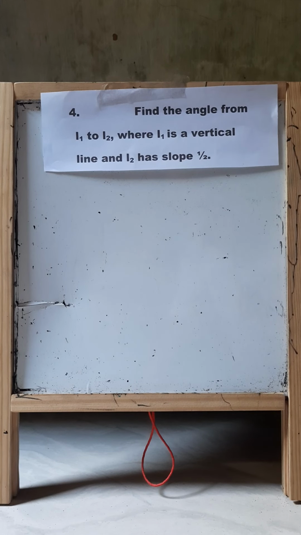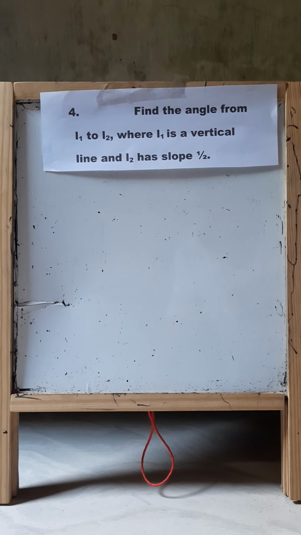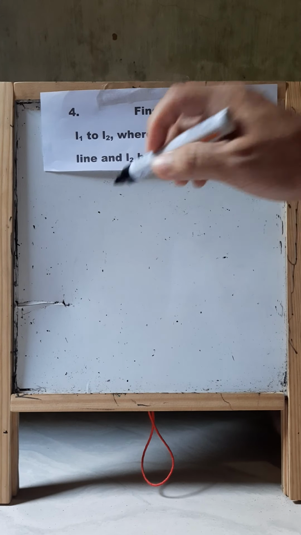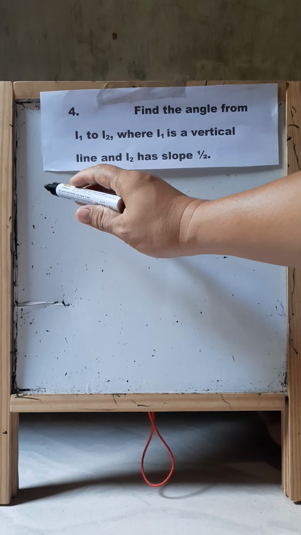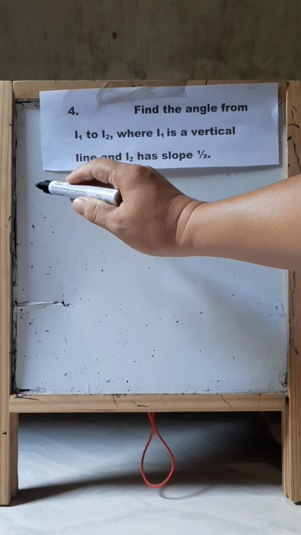Let us now proceed to problem number 4. Find the angle from line 1 to line 2, where line 1 is a vertical line and line 2 has a slope of 1/2. Okay, let us recall from our lesson on slopes.